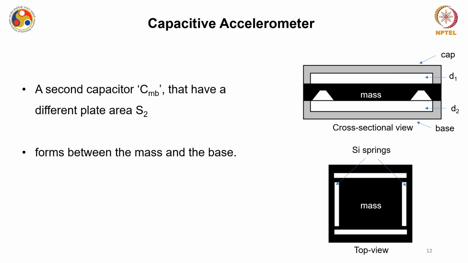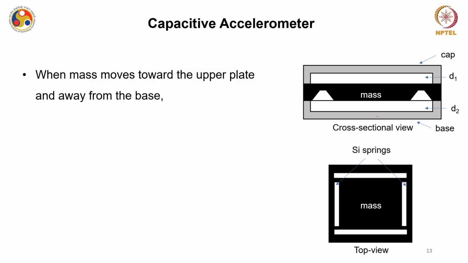Then there is a second capacitor, which is associated with the mass and the base. I am calling it CMB, and this has a plate area, for example S2. It does not have to be equal to S1. S1 and S2 need not essentially be equal, they can be non-equal also. This CMB is between the mass and the base, while CMC was between the mass and the cap.